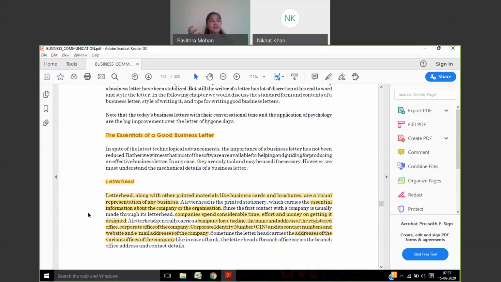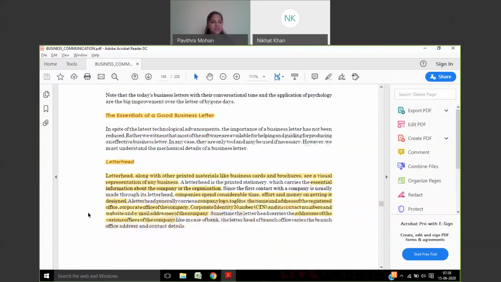Let's say you are speaking about Toyota, we know what their symbol is. Or if you're talking about Mercedes Benz, they will have that symbol. So along with the name, they will also give their particular symbol. This is going to give a particular impact, as does the quality of the paper they use. All these things will give an impact as to how the company is functioning. Essential information about the company and the organization is provided. We'll explain what those essential items are.